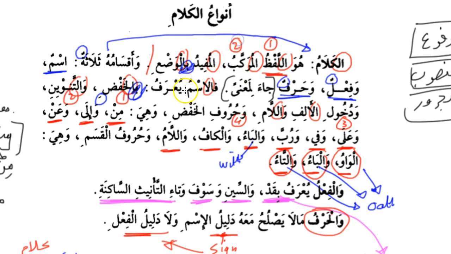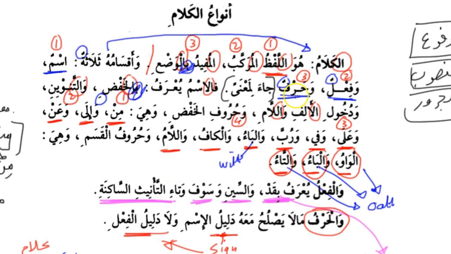Number 2, made up of 2 or more parts. Number 3, at the end of it, when you finish the sentence, it makes sense. And the sentence has 3 components it's made up of: isms, number 1; fi'ls, verbs, number 2; and harfs, particles, number 3.